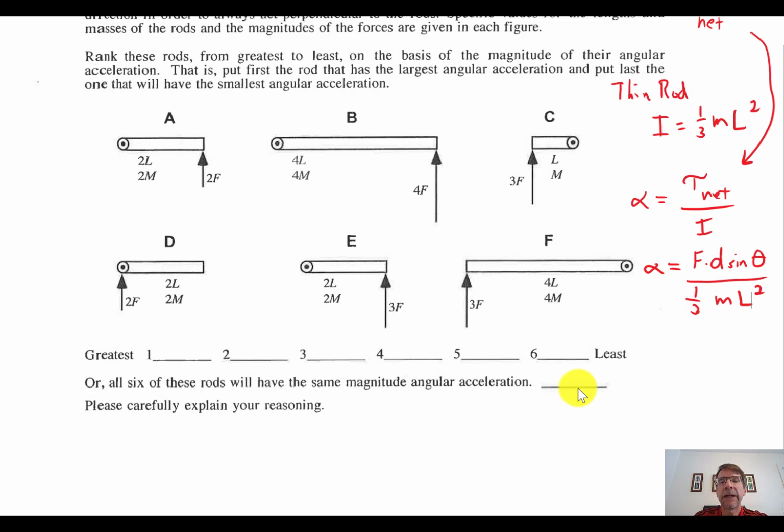Now, if you rearrange this equation, you get alpha, the angular acceleration, is 3Fd over ml squared, where L is the length of the rod, F is the force applied, M is the mass of the rod, D is the distance at which the force is applied, not necessarily the length of the rod.